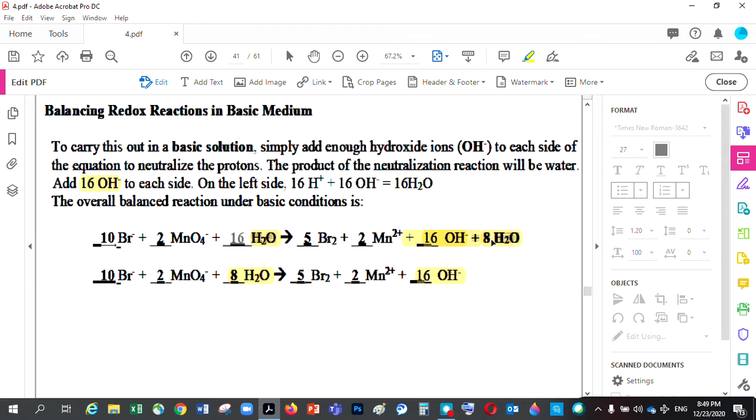And here you have 8 H2O to begin with. Now here is 16, here 8. So you subtract the smaller from the bigger. 16 minus 8, 8 will come on this side. So 8 is here. And here will be OH minus. So this reaction is carried out in basic medium. What is produced is hydroxide, and it is in the hydroxide because you added enough hydroxide ion to the reaction.